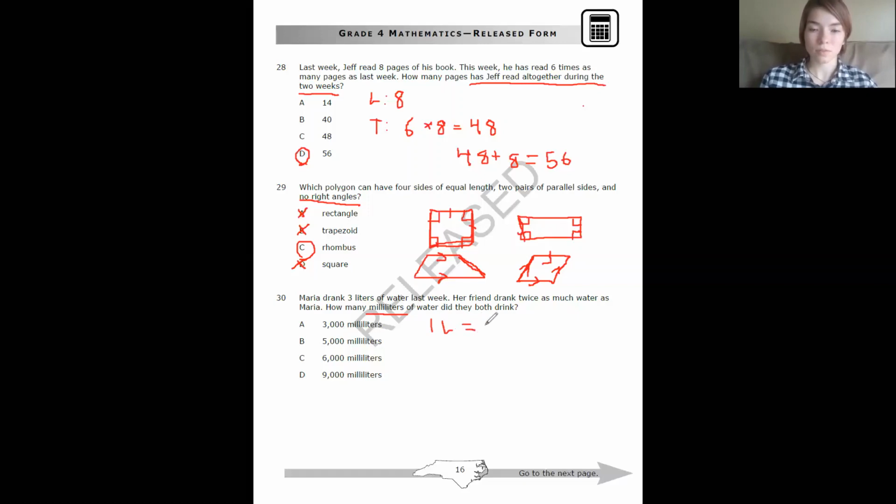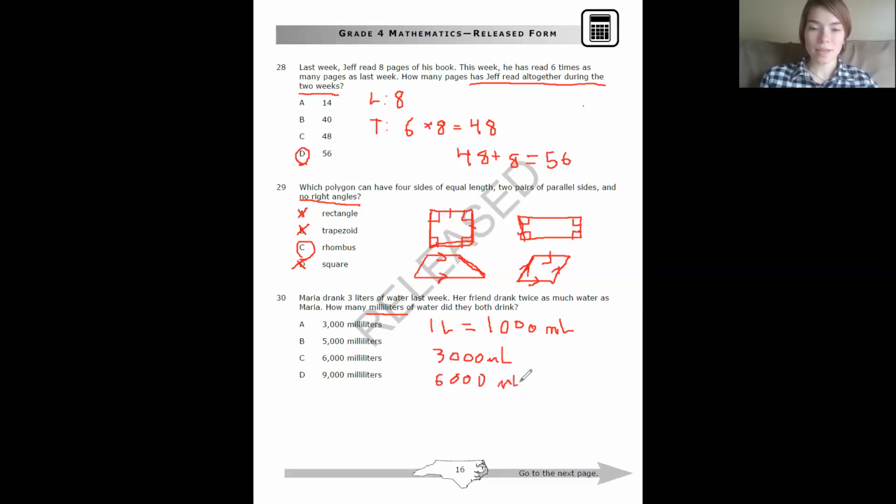equals 1,000 milliliters. So a milliliter is much, much smaller than a liter. Now, Maria drank 3 liters of water last week, which means she drank 3,000 milliliters. Her friend drank twice as much water as Maria. Twice as much as 3,000 milliliters is going to be equal to 2 times 3,000, which is 6,000 milliliters.